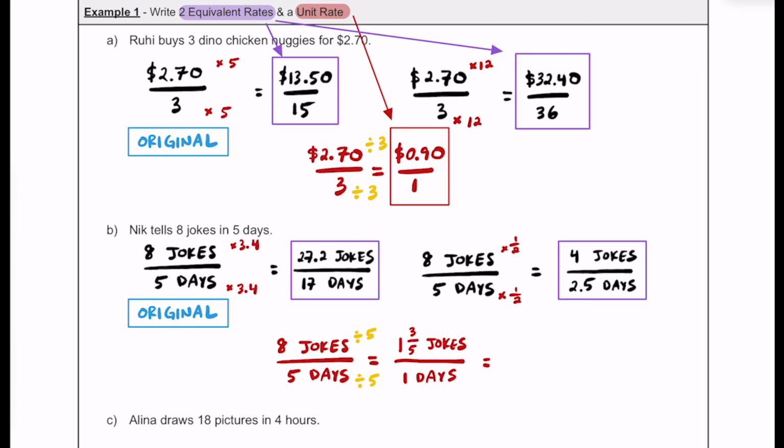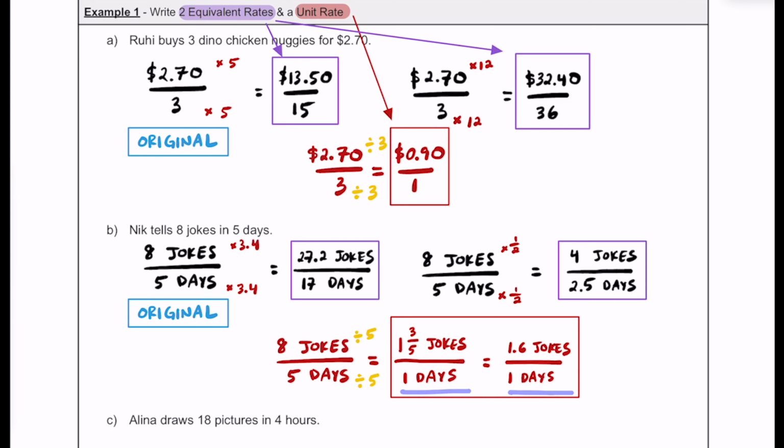And if you prefer decimals, I think this one's fine to do just because it doesn't end up being a decimal that's non-terminating. So 1 3/5 is also the same thing as 1.6. So these are equivalent, right? So depends on the situation, but these are both going to be okay here. So whether you want to write it as a fraction or using a decimal, we're going to have unit rates here because it's per 1 day.